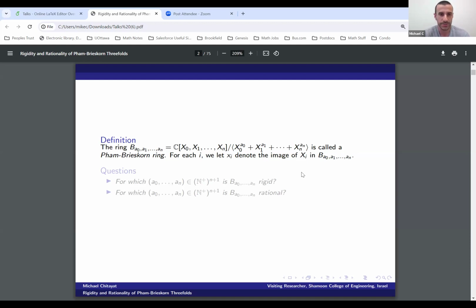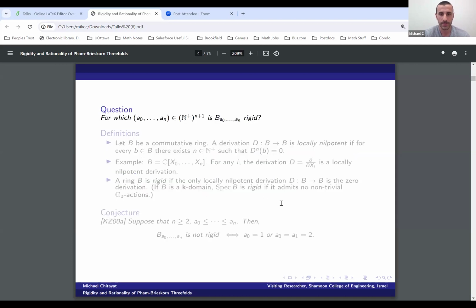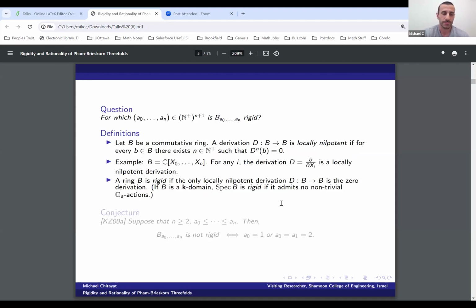I was interested in the following two questions. For which (n+1)-tuples is this Pham-Brieskorn ring rigid? And for which (n+1)-tuples is this ring rational? I need to tell you what it means for a ring to be rigid. So some definitions. Let B be a commutative ring. A derivation D from B to itself is locally nilpotent if for every element of the ring there exists some natural number such that if you apply D enough times, you eventually get to 0.